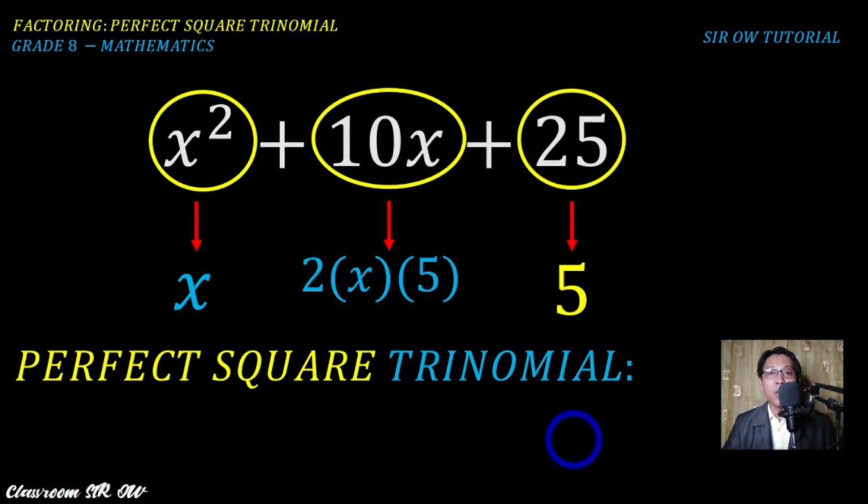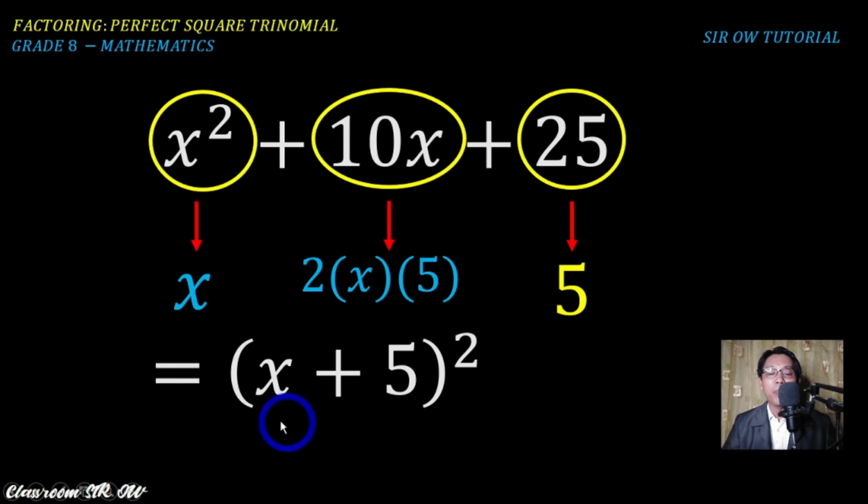So if a trinomial is a perfect square, we can simply factor this trinomial as x plus 5 raised to the power of 2. What did we do? We just get the square root of the first term, which is x, and the square root of the last term, which is 5, and we make use of the sign of the middle term, raised to the power of 2, and this would be the factored form.